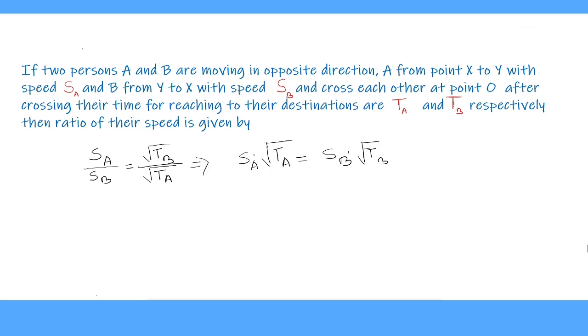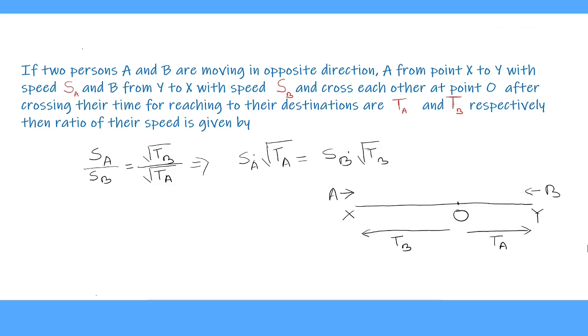Once again, try to understand this formula. A is moving from X to Y and B is moving from Y to X, and they cross somewhere at point O. After crossing, the time taken by A for reaching OY is TA, and the time taken by B for OX is TB. Then the speed of A upon speed of B equals under root of TB upon under root of TA. This way we have to understand the formula, and we can write SA under root TA equal to SB into under root TB.